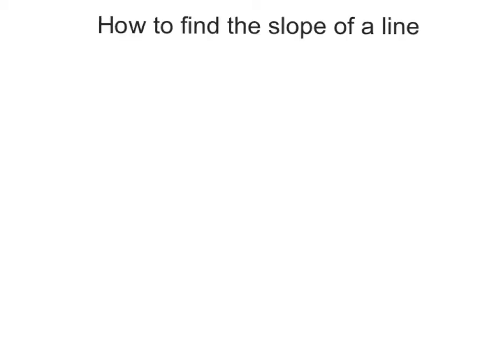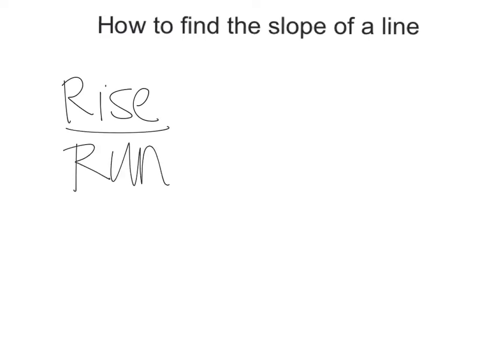The first thing we're going to talk about is how to find the slope of a line. This is something you should have learned in Algebra 1. We could find the slope of a line two ways. The first way is if it was on a graph, we could always count the rise over the run. So we're going to count how much we're going up and down, how many spaces, and then the run is how many we're going either to the left or to the right.